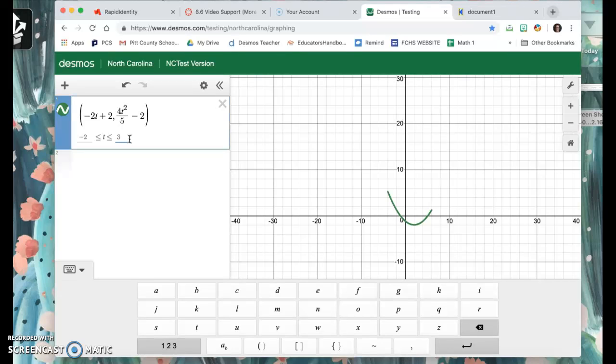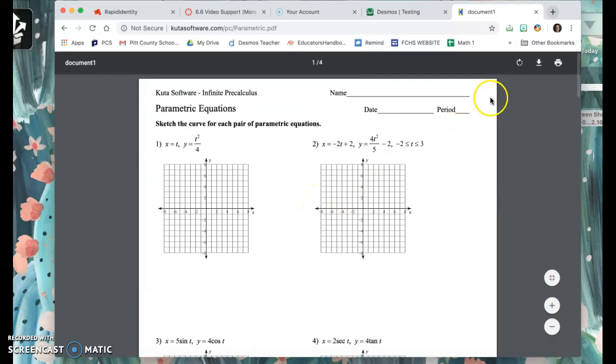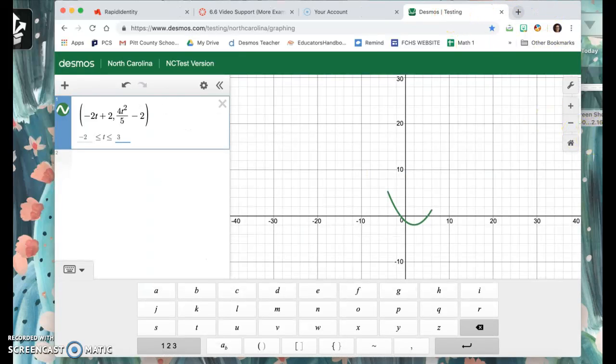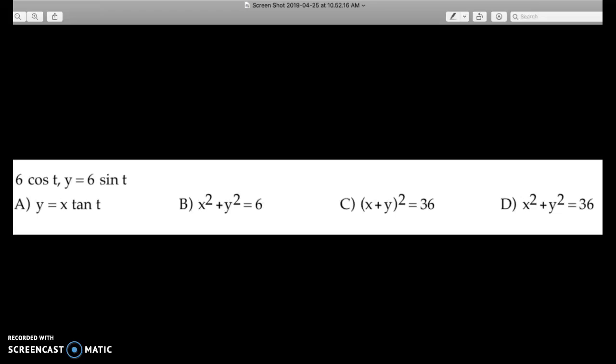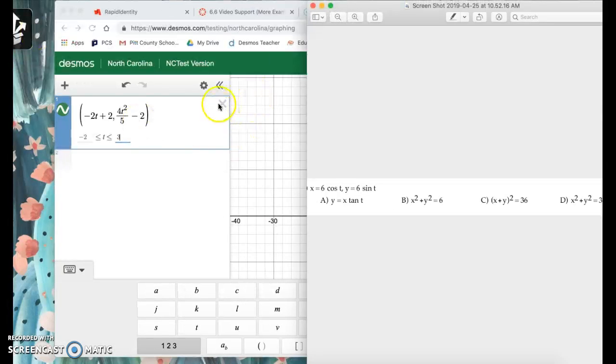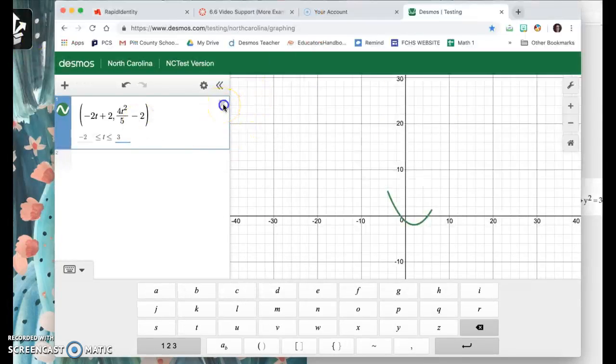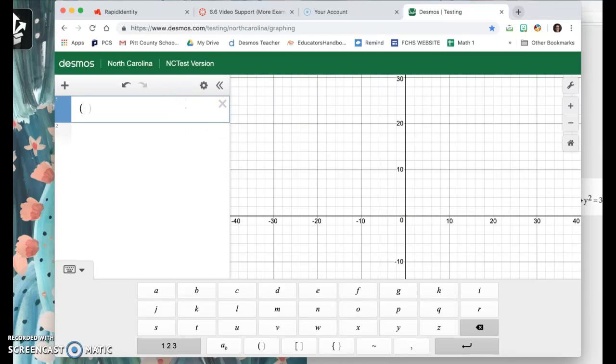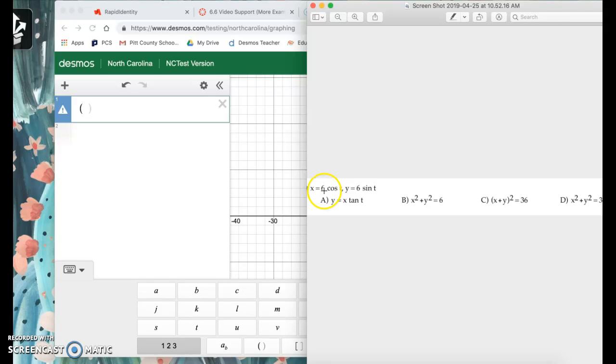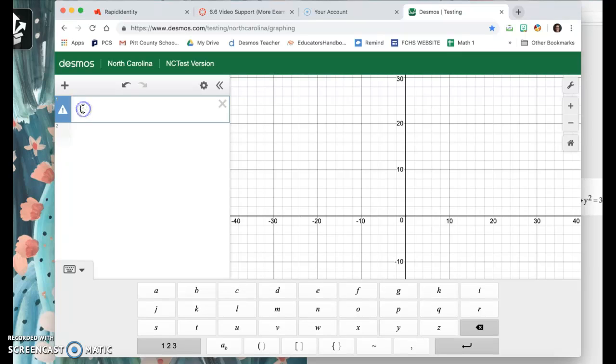So pretty simple putting it in Desmos. Whatever x is, you put it in the x spot of the coordinate. Whatever the y is, you put it in the y spot of the coordinate. So same thing applies when you're doing sine and cosine. I actually have a problem that I pulled up that was kind of like a multiple choice problem, where if you needed to graph this, you could see the values. So I'm going to start by putting it in. I have x equals 6 cosine t and y is 6 sine t. So 6 cosine of t and 6 sine of t.